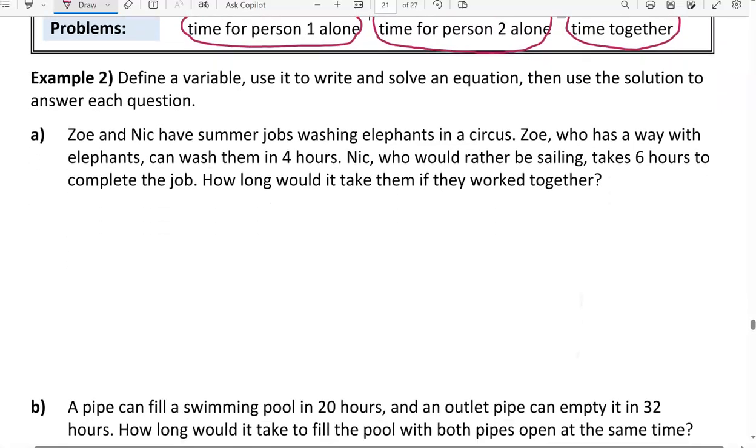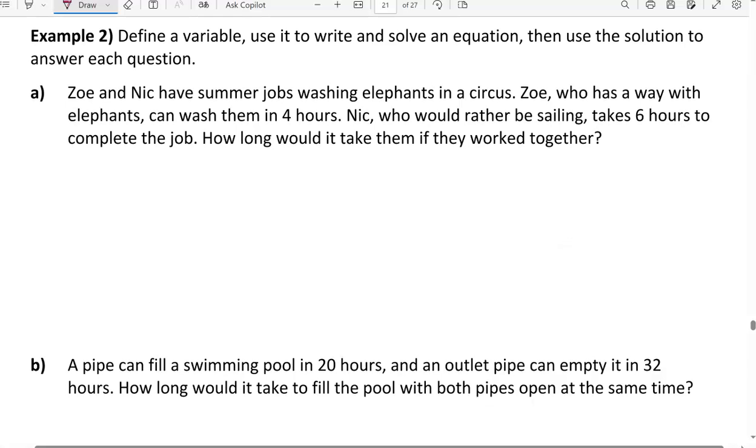All right, so we're going to define a variable and use it to write and solve an equation, and then use that solution to answer each question. So Zoe and Nick have summer jobs washing elephants in a circus. Zoe, who has a way with elephants, can wash the elephants in 4 hours. Nick, who would rather be sailing, takes a leisurely 6 hours to complete the job. We're wanting to know how long it would take them if they worked together.